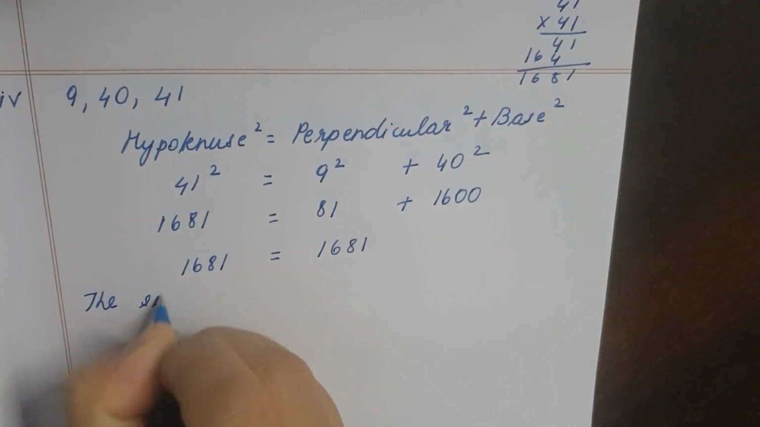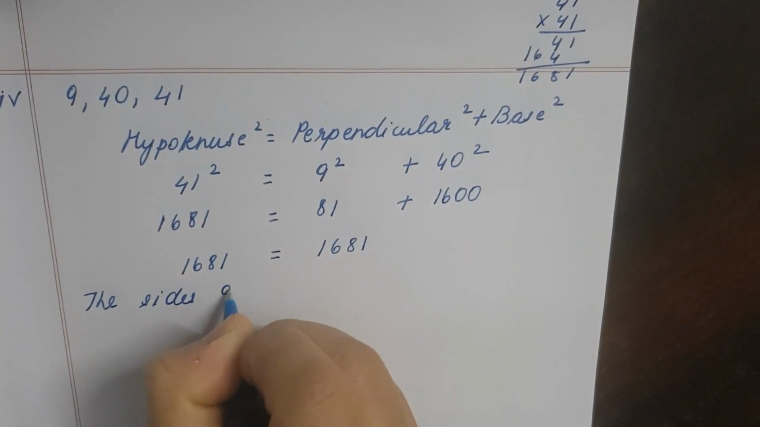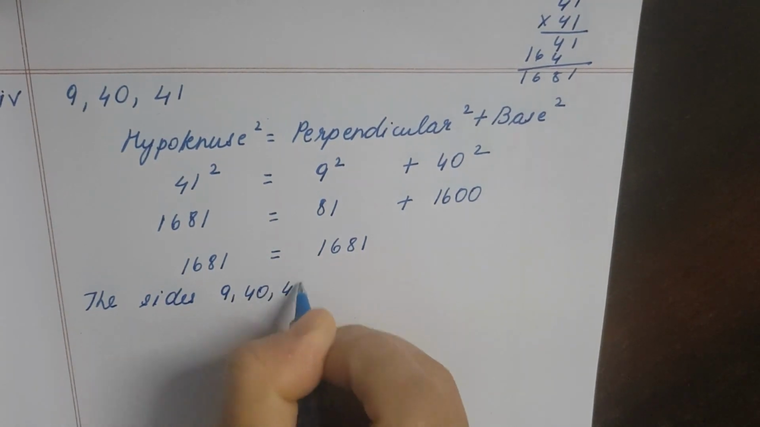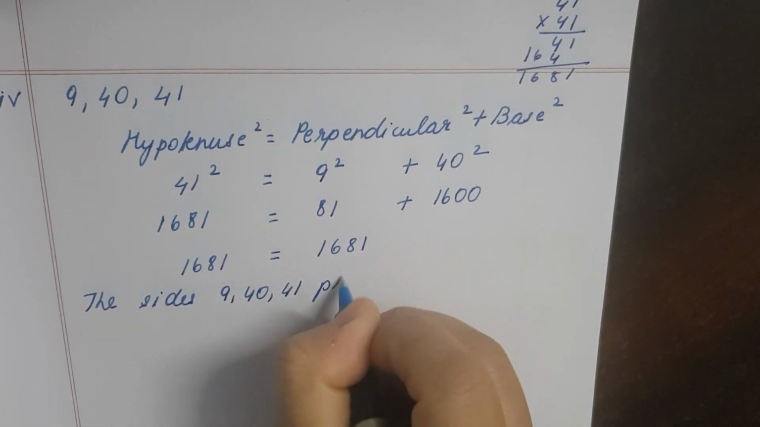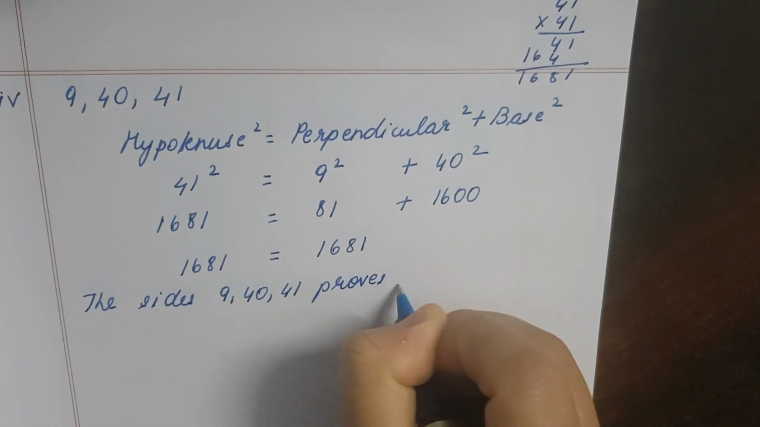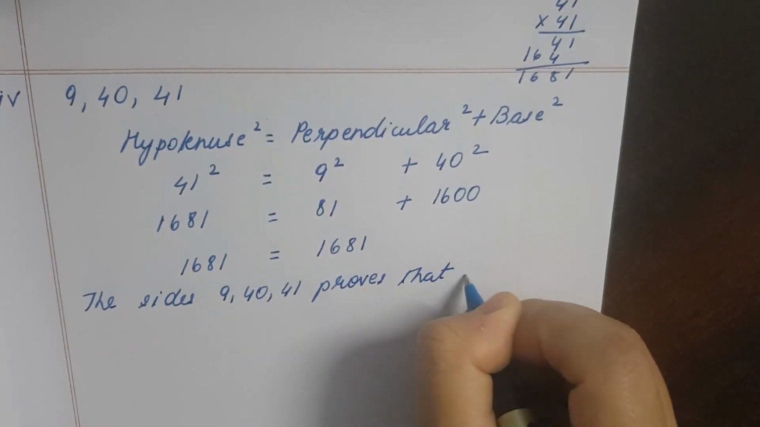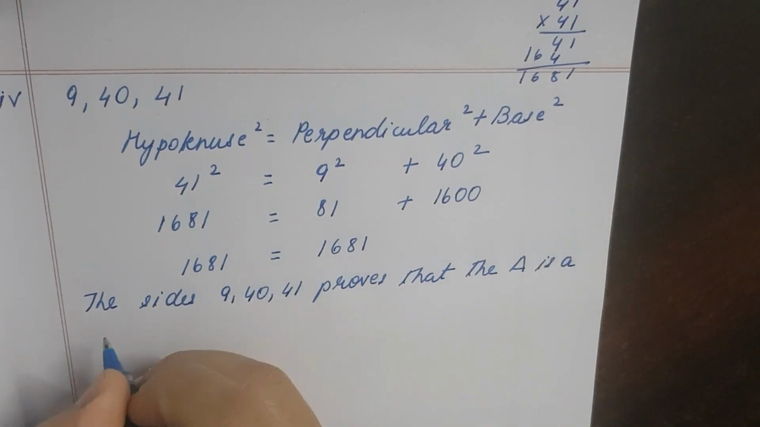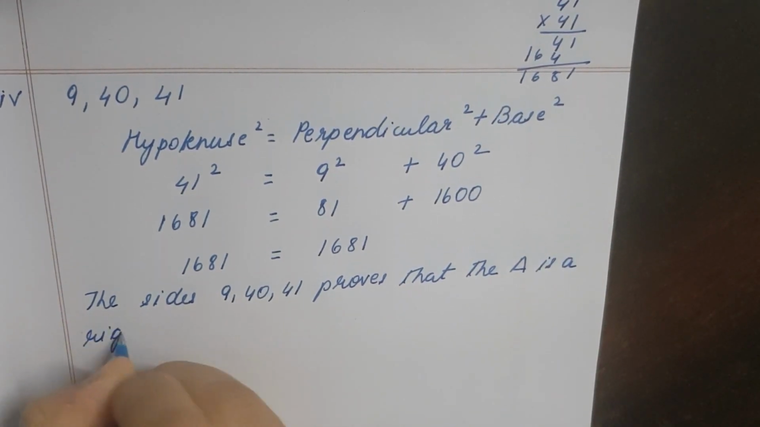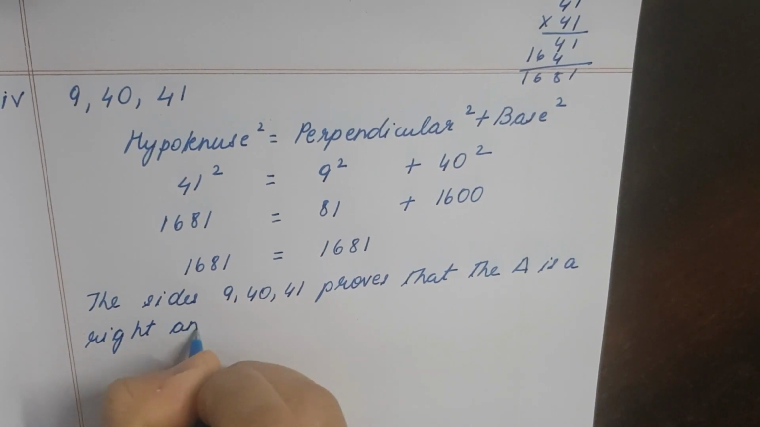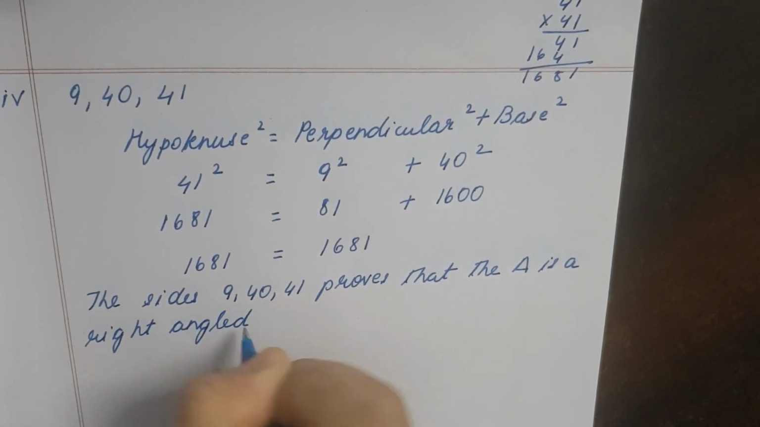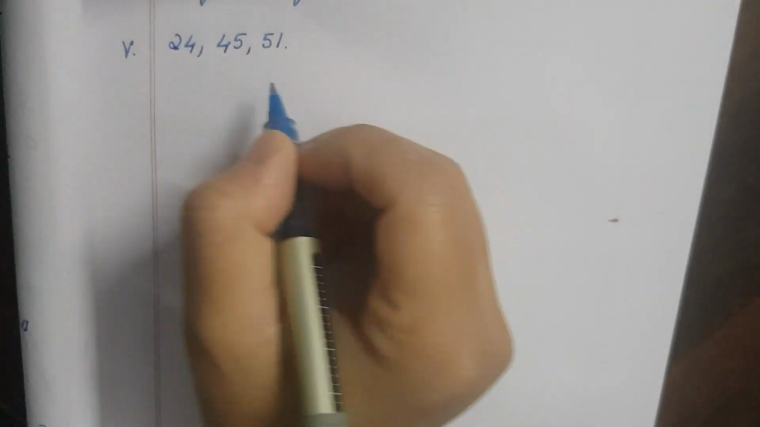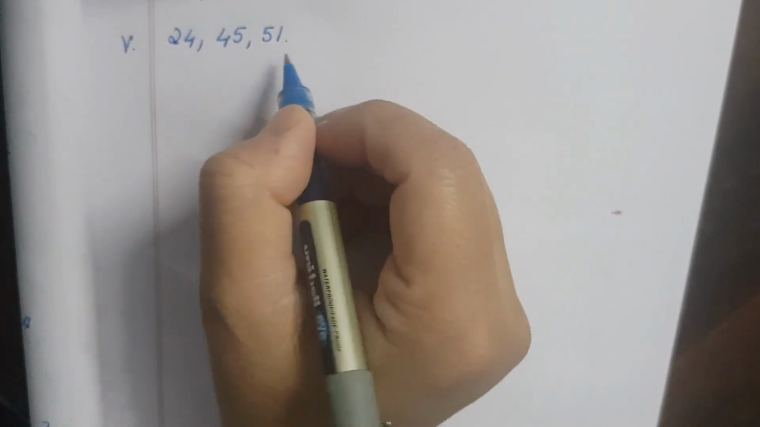The sides 9, 40, 41 proves that the triangle is a right angled triangle. Subdivision 5. 24, 45, 51.